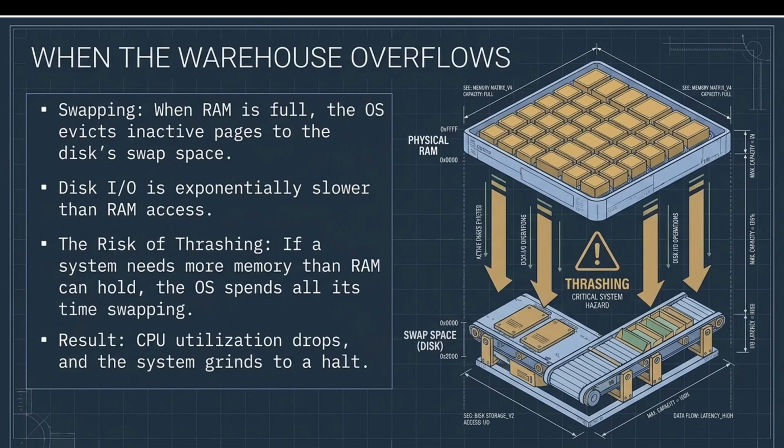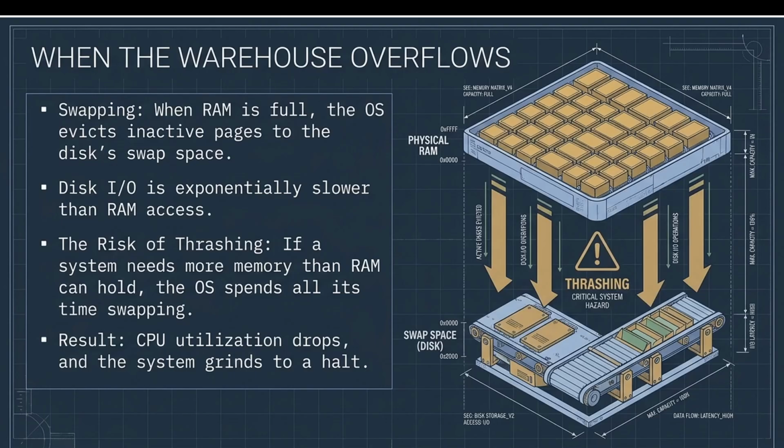When the warehouse overflows, swapping. When RAM is full, the OS evicts, in the sense that it removes, the inactive pages and inactive data to disk swap space. Disk I/O is exponentially slower than RAM access. As I have talked before, the further from the CPU, the slower it is, and disk is considered 1,000 plus times slower than RAM.